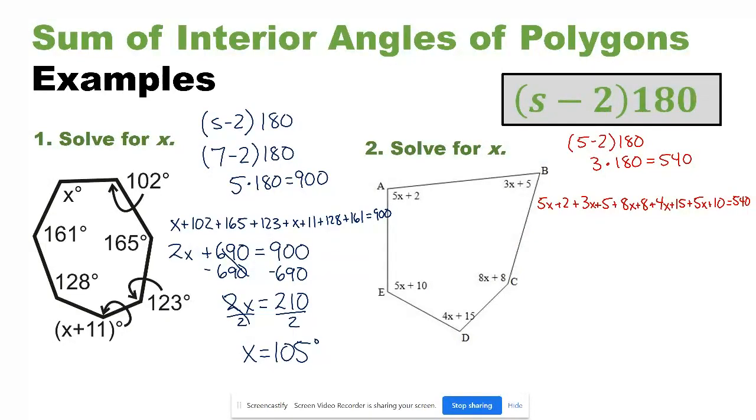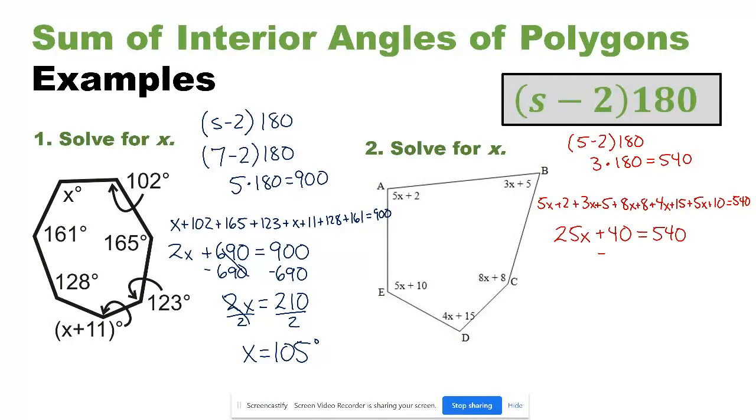So now I'm going to combine my like terms. I'm going to combine my x's. I've got 5x, 3x, 8x, 4x, and 5x. That should give me a total of 25x when I add all those together. Then I've got a 2, a 5, an 8, a 15, and a 10. That gives me 40 when I add those together. So when I combine my like terms, I get 25x plus 40 is equal to 540.